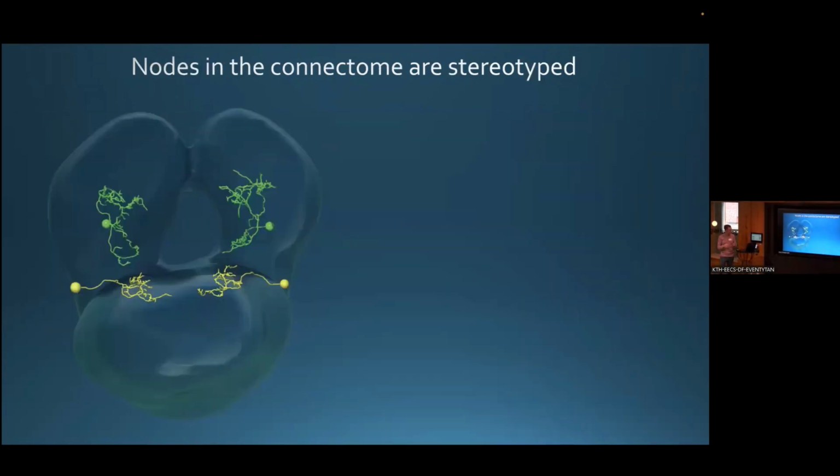And so I just added this bit in very quickly right before the talk, because I wanted to talk about this thing that has come up during this conference. Actually, people have been asking me about this. So how stereotyped are nodes in this connectome?